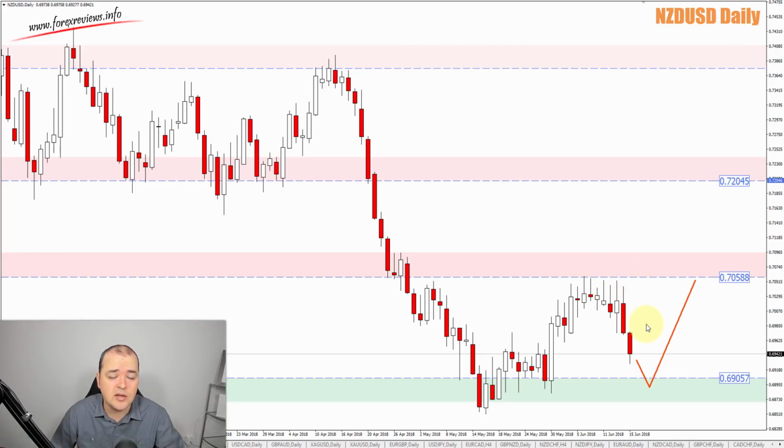And also the 69 zone area is an area on this market where I'm just looking for bullish evidence and a potential move to the upside from this important area. Okay, well that's that market.